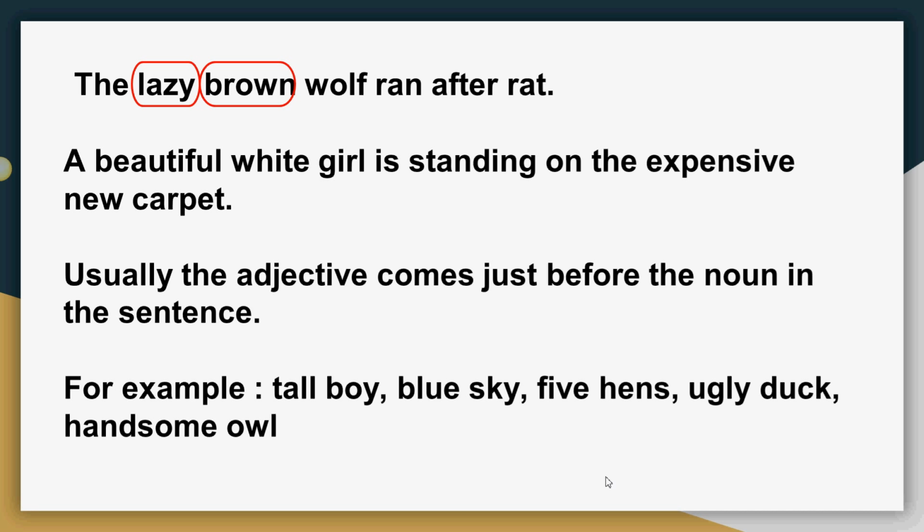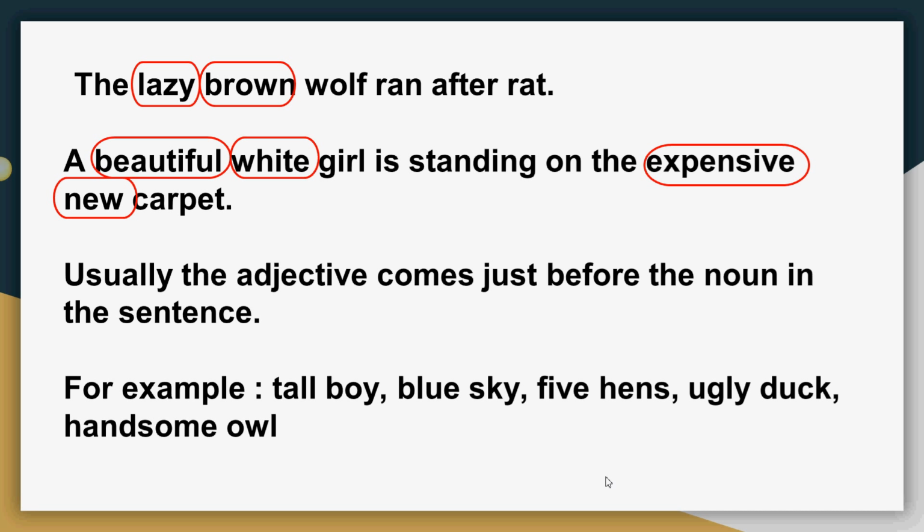Let us look into the next sentence. A beautiful white girl is standing on the expensive new carpet. Let us find adjectives in this sentence. Beautiful, white, expensive, new. So beautiful and white are the words which are describing the noun girl in this sentence, whereas expensive and new are the words describing the carpet, right? So usually the adjectives come just before the noun in the sentence, right?